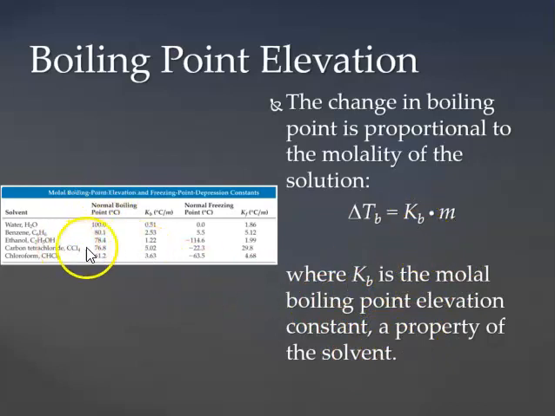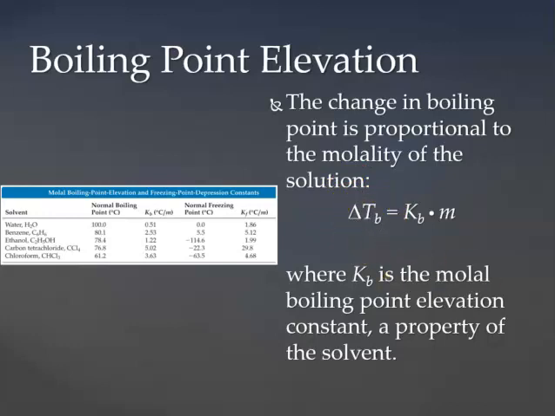All these different things have a different KB, so different solvents will have a different KB. The thing I really want to point out is that this tells you the change in the boiling point. This triangle here is delta. You may have seen it before, right? It means change in the boiling point.